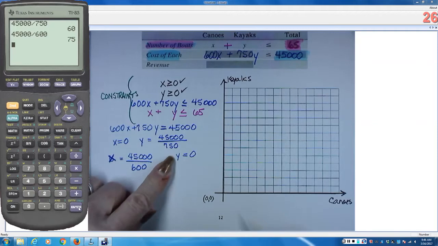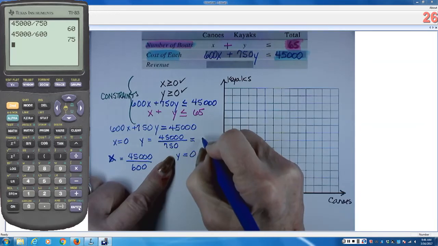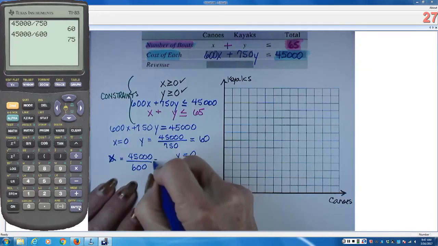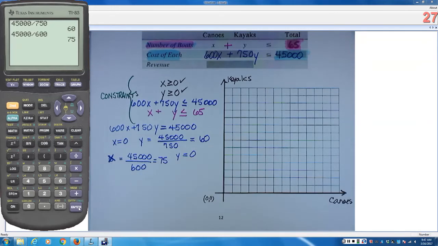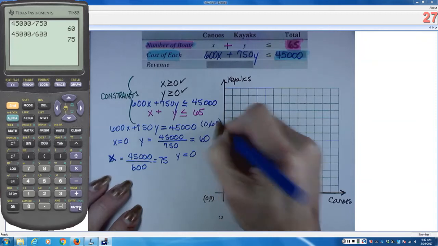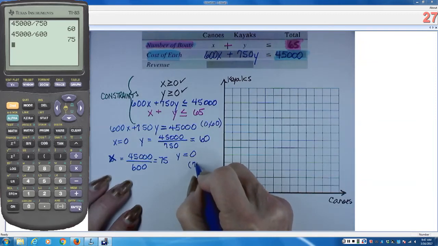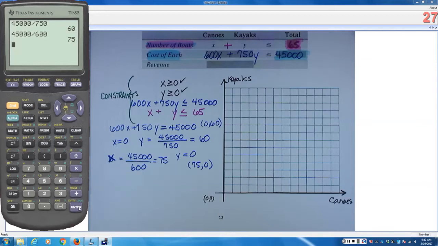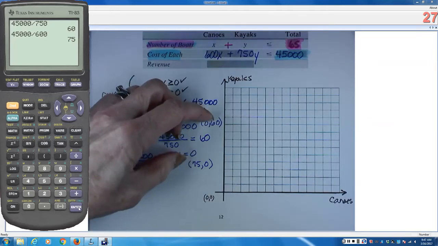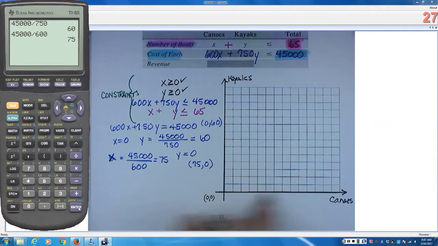So if he buys only kayaks, he can buy 60. If he buys only canoes, he can buy 75. So this first point is 0, 60, and the second point is 75, 0. Okay? So that means I need to scale this in such a way that I can go as high as 60 in this direction and as high as 75 in this direction.